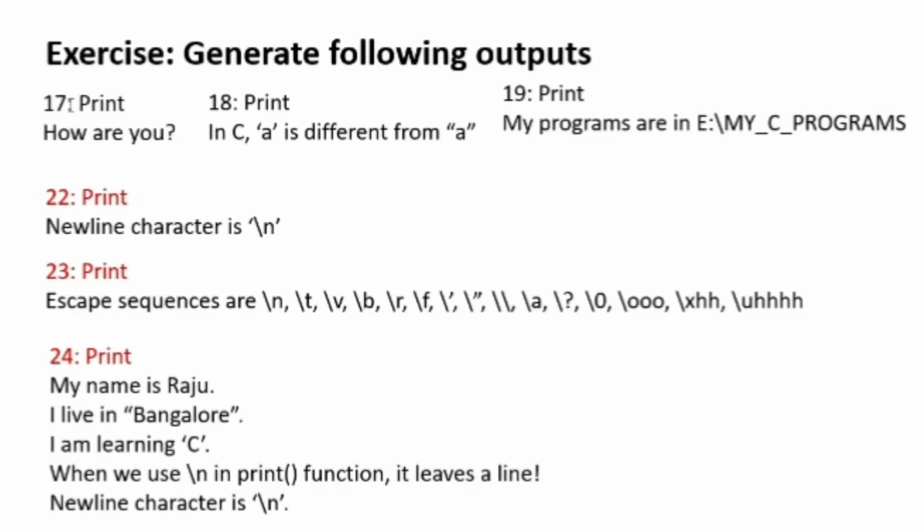Numbering will be continued here. So print on the monitor what we have to print here: how are you? Question mark. Then 18th is in C, comma. So this message must be printed. 19th. These three I will do and show; 22, 23 and 24 you can try. So first we shall try this. We have to print how are you on the screen.